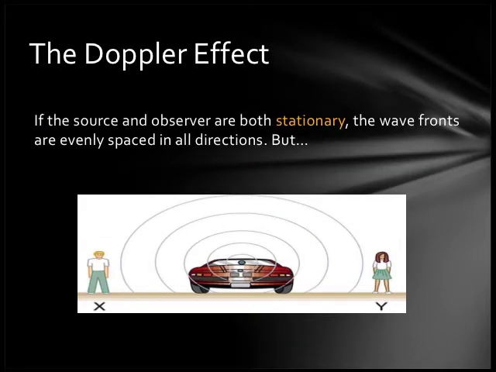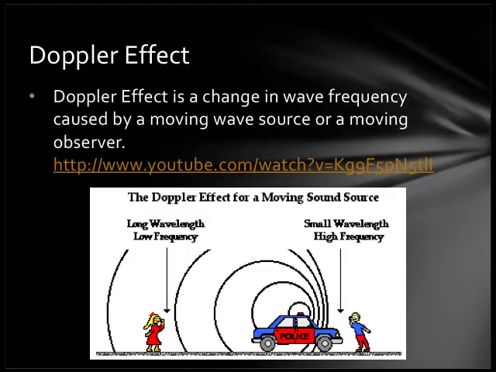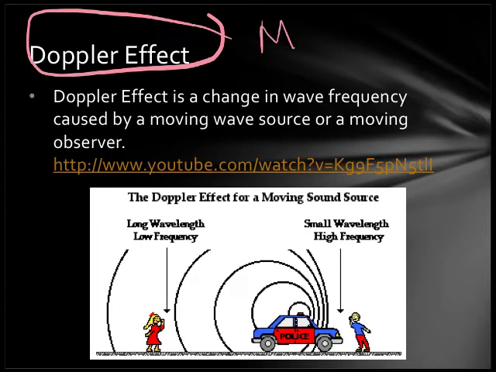The Doppler effect. If the sources are stationary and the observers are stationary, then the wavefronts are evenly spaced on all sides, and observer Y doesn't hear or see anything differently from observer X. But if the object is moving, then that's when the Doppler effect takes place, only with moving objects.